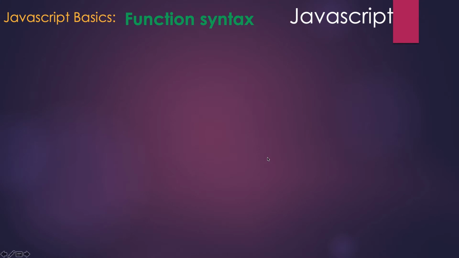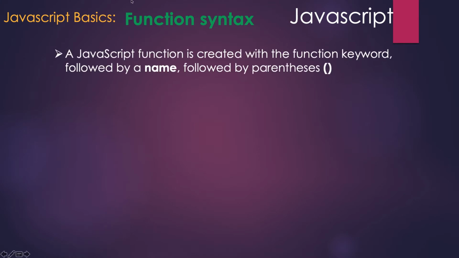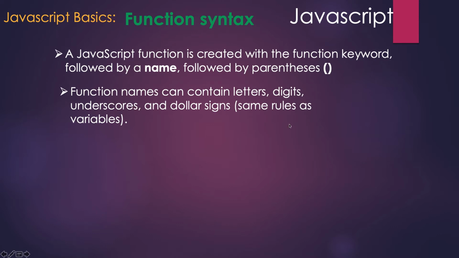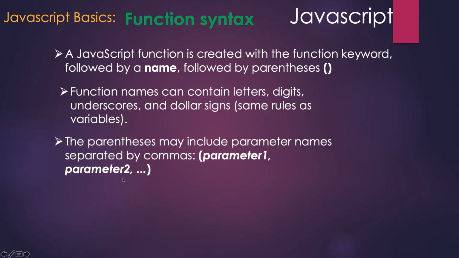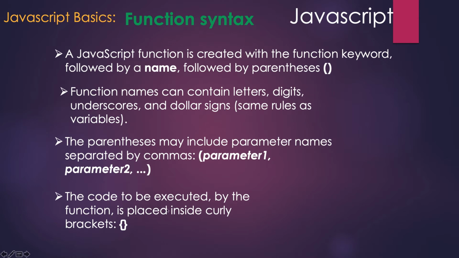Okay, function syntax. A JavaScript function is created with the function keyword followed by a name followed by parentheses. Okay, and function names can contain letters, digits, underscores, and dollar signs. Same rules as variables. As you remember, I told you how you can use some names to construct variables, same as what functions. And the parentheses may include names separated by commas. Okay, I'll talk about parameters as we move on. Okay, and the code to be executed by the function is placed inside curly brackets. Okay, now let's see how all these things work together.